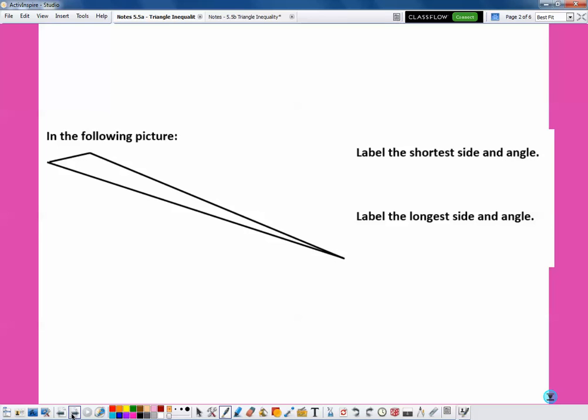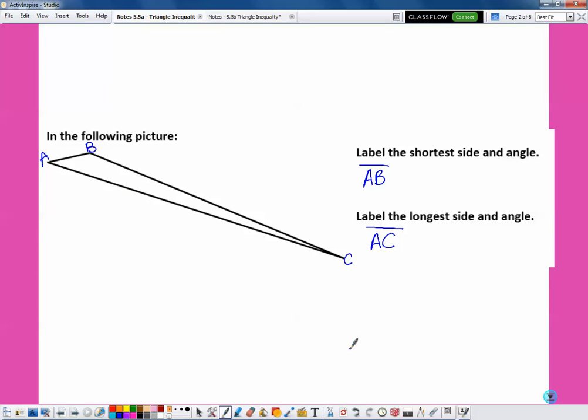So first, let's look at this triangle here. Can you determine the shortest side? Let's label this triangle A, B, C. Which side is the shortest? That would be side AB. Which side is the longest? That would be side AC.